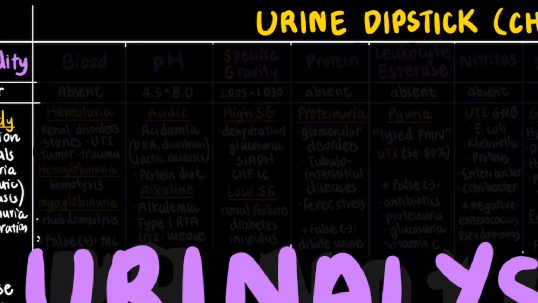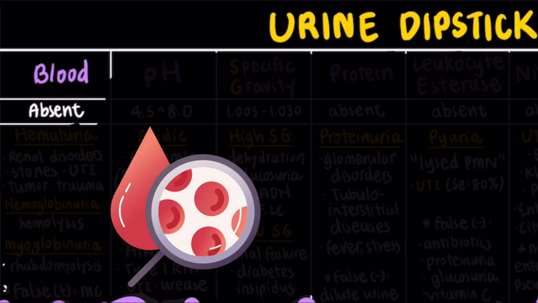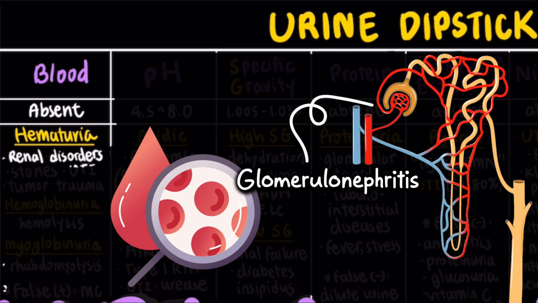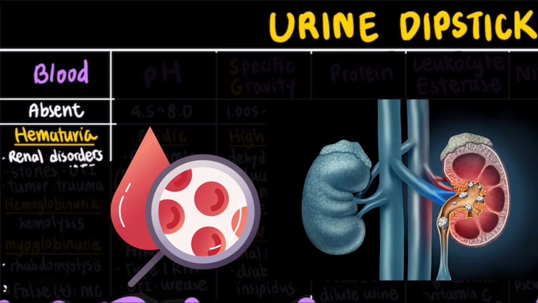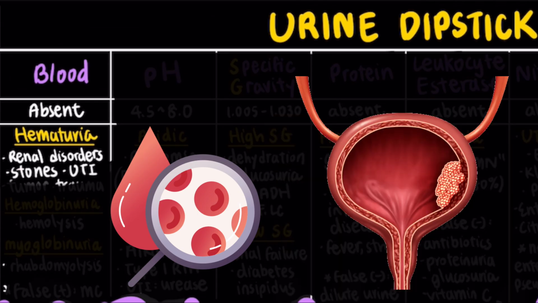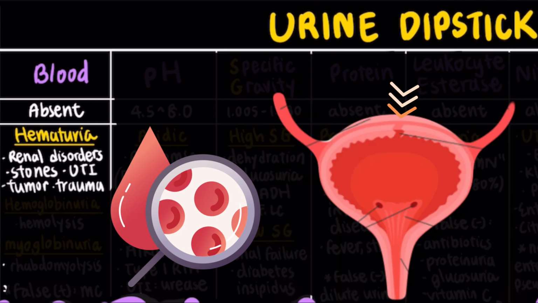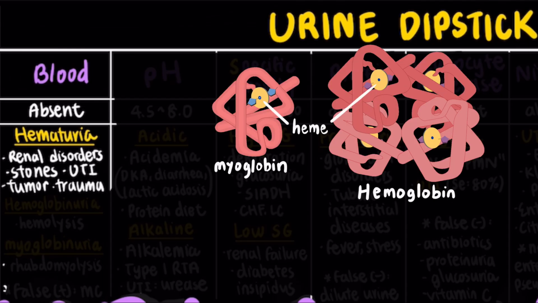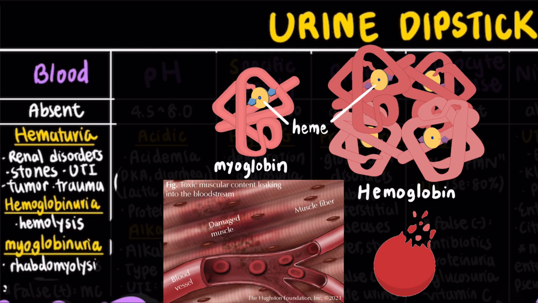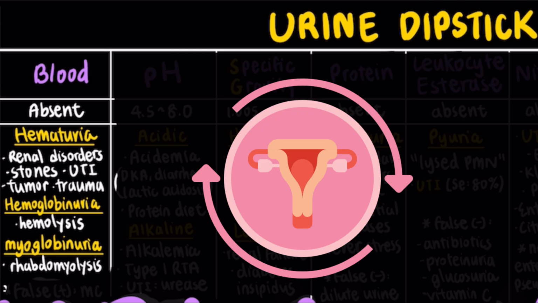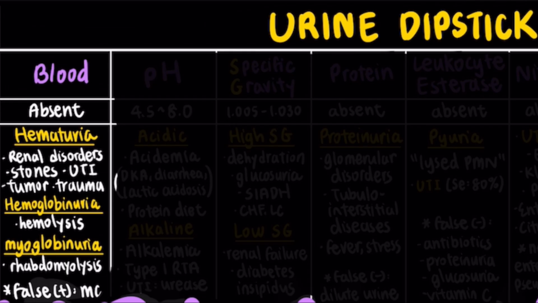If the strip tests positive for blood, it usually points to hematuria, or presence of blood in urine. This can happen due to renal diseases such as glomerulonephritis or tubulointerstitial nephritis. It may also be caused by urinary tract stones, infections, tumors, or trauma somewhere along the urinary tract. Since the strip reacts to heme, not just red blood cells, it can also turn positive with hemoglobin from hemolysis or myoglobin from muscle breakdown like rhabdomyolysis. And don't forget to ask about the patient's menstrual cycle, since contamination from menstrual blood is a common cause of false positives.